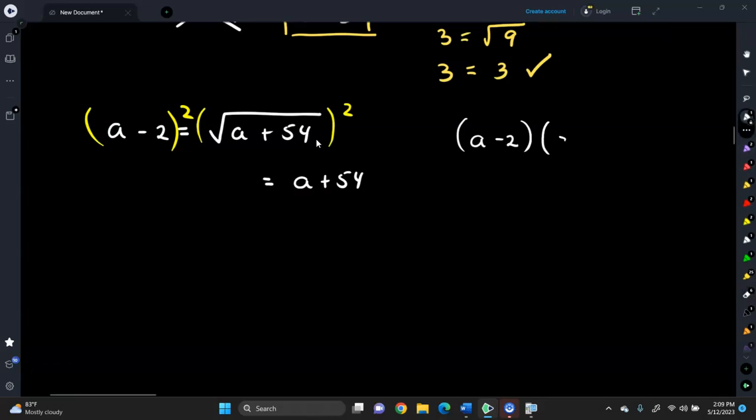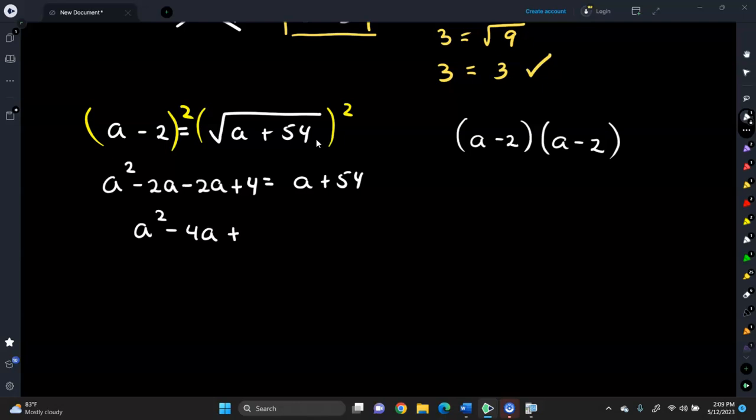A minus 2 squared means a minus 2 times a minus 2. That gives us a squared minus 2a minus 2a plus 4. So we have a squared minus 4a plus 4. We have to FOIL that out or distribute it out. Now we have a quadratic, so we need to get everything over to one side.